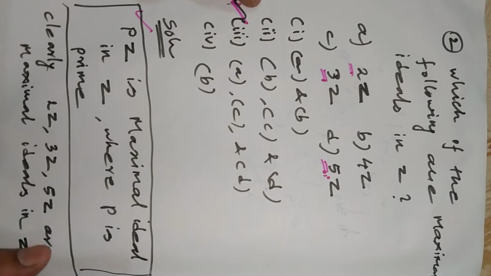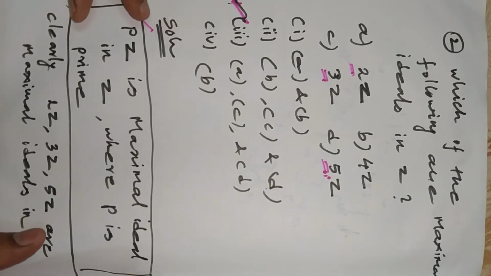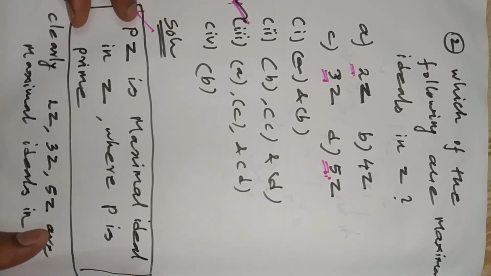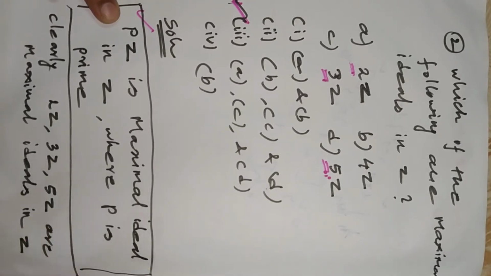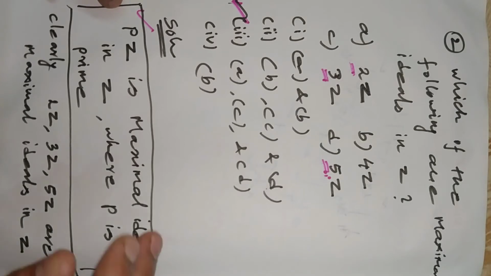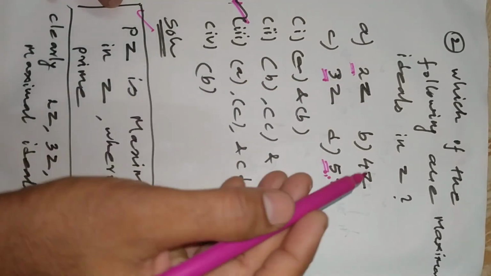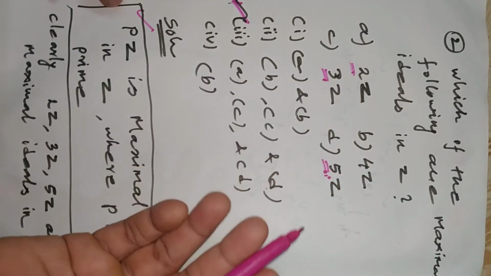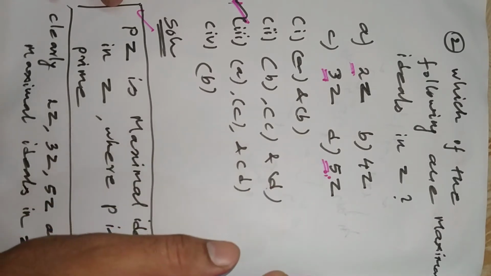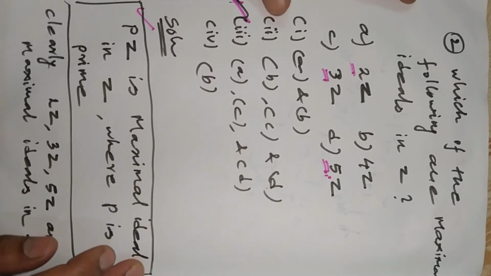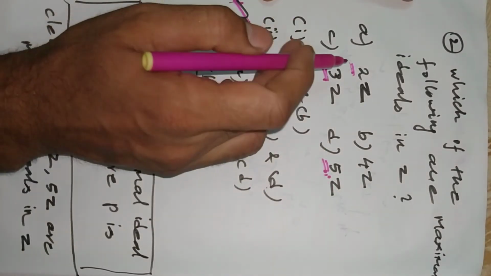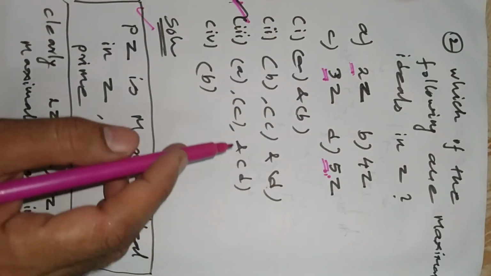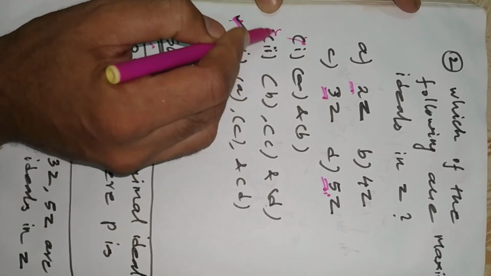So in competitive examinations, using the important results, using this result, we save time. No need to write all the ideals and then find out the maximal ideals. It's a lengthy process. So using this simple result, immediately we get the correct options. So the remaining options are wrong.